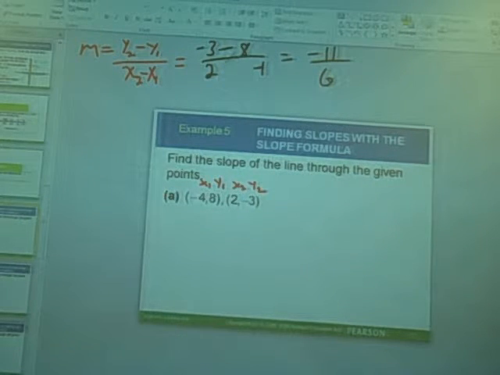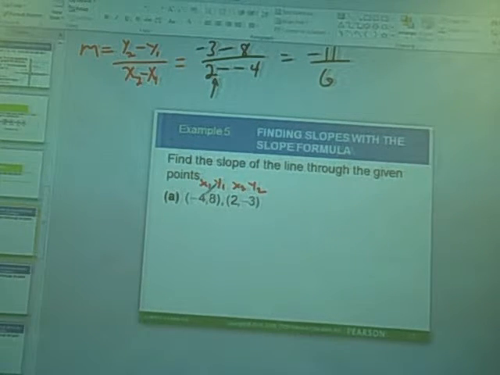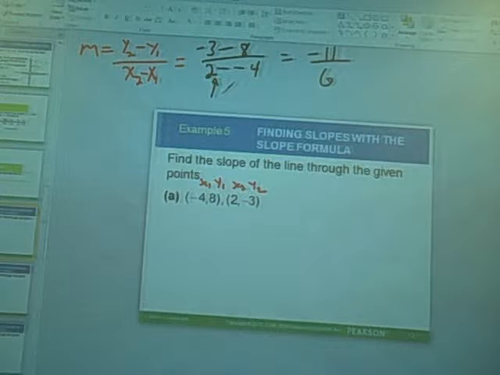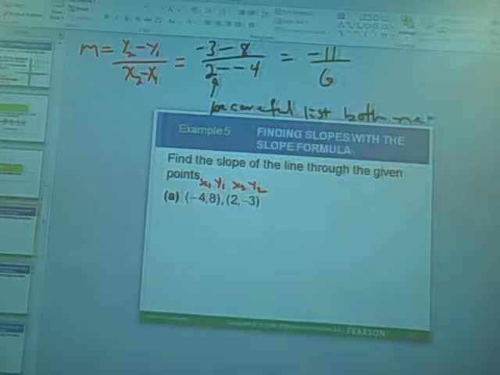Now notice here that x2 is 2, and then we have a minus here, and then we have a negative 4. This minus here is for the equation. This minus here is for the x1. So you have to list them both. Okay, so you want to be careful, and list both negatives. Okay? Alright, questions with that?